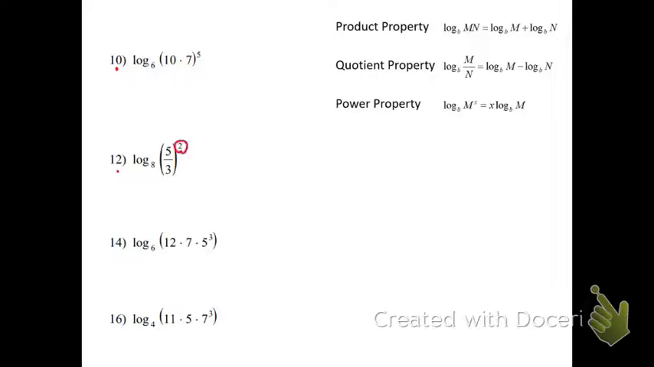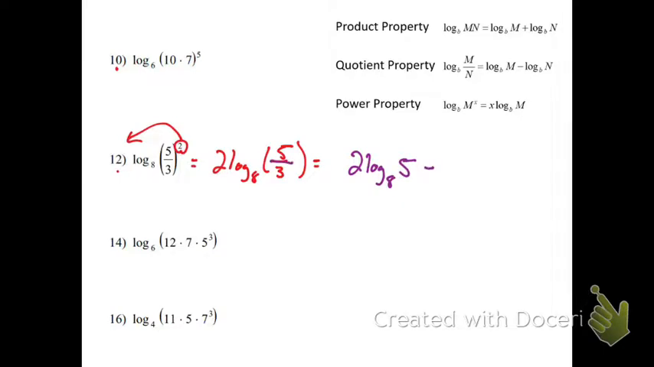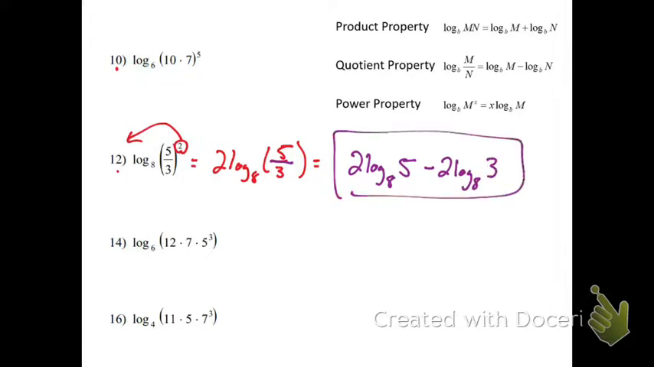Anyway, the 2 is going to come out front, so this would be the same thing as 2 log base 8 of 5 over 3. And then this is the same thing as splitting it up. So this will be 2 log 8 of 5. And since we're dividing in here, we're going to use the quotient property, minus 2 log base 8 of 3. So there's that.